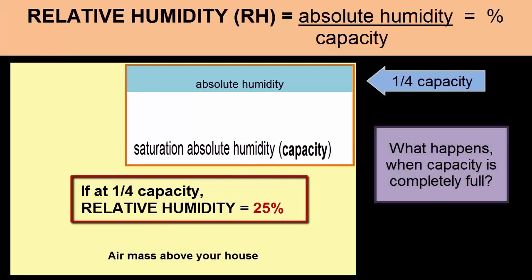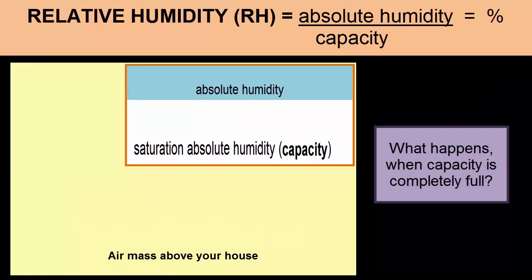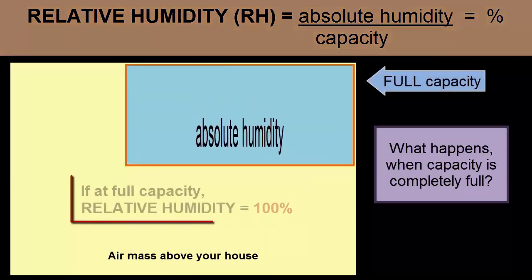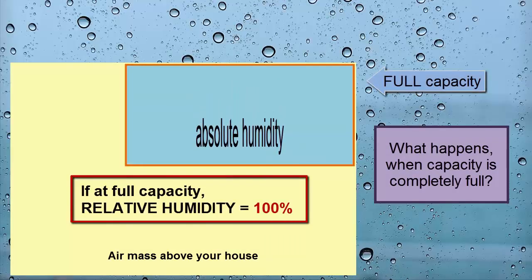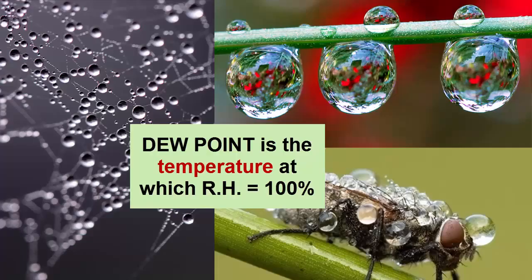What happens when the capacity is completely full? When the capacity is reached and air is saturated with water, water will start to precipitate on available solid surfaces. The temperature at which a given air mass with a given absolute humidity would reach its capacity or become saturated is called the dew point.